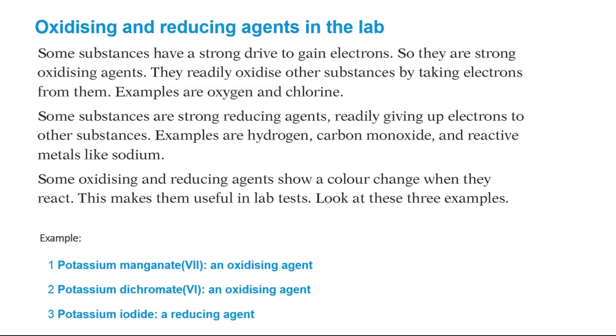Some oxidizing and reducing agents show a color change when they react. Examples are potassium manganate, used as an oxidizing agent in the lab, and another example is potassium dichromate, used as an oxidizing agent in the lab, and another example is potassium iodide, which we use as a reducing agent in the lab.